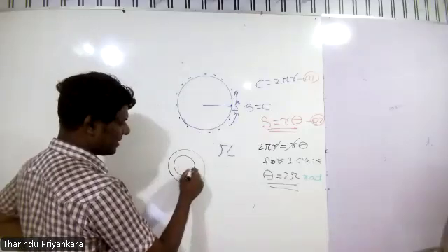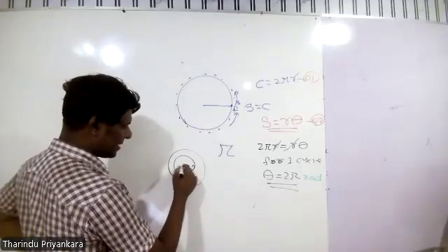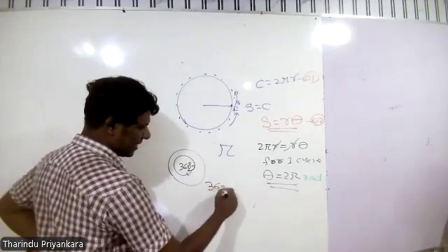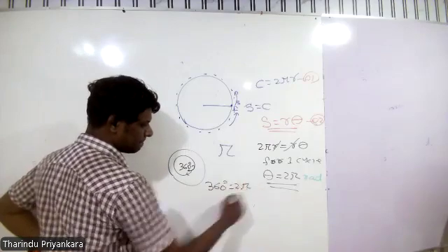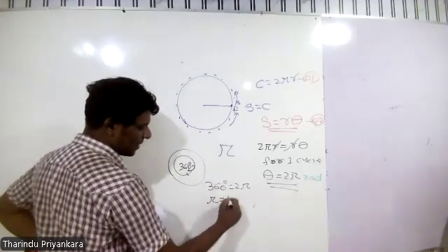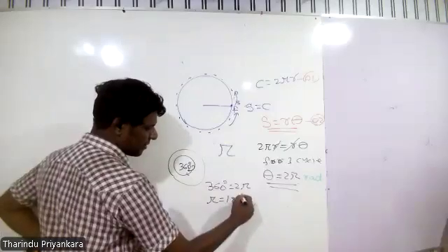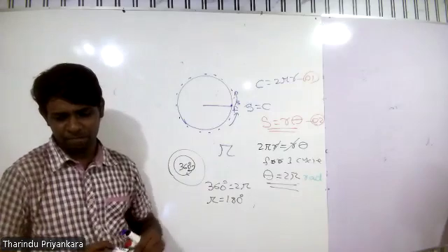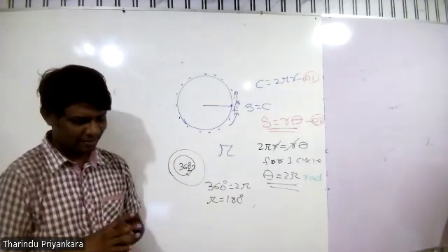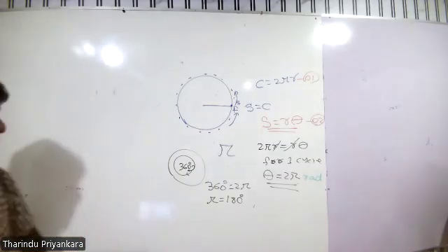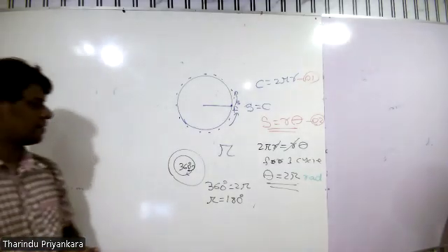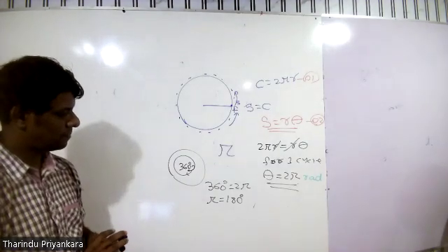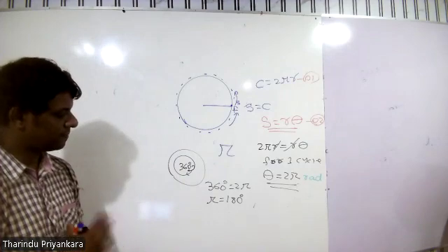For a circle, we know that it has an angle of what? 360 degrees. 360 equals 2 pi. Pi equals 180. Pi equals what? 180 degrees. Okay. Correct.